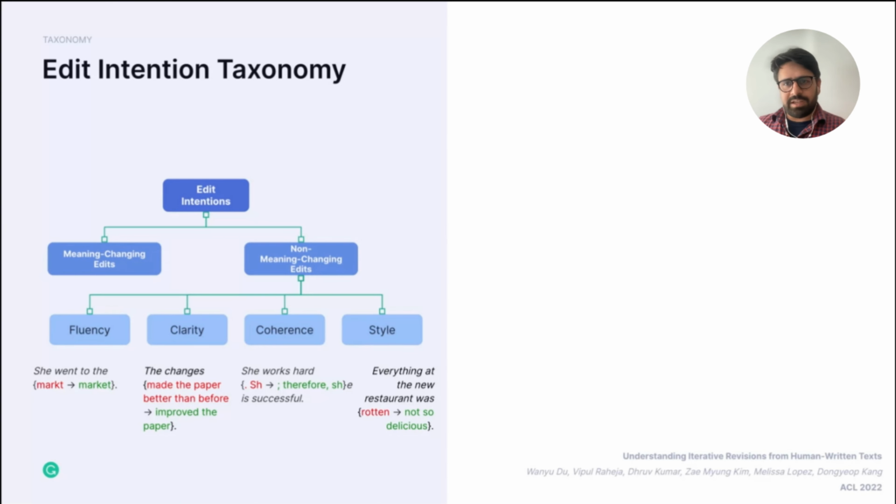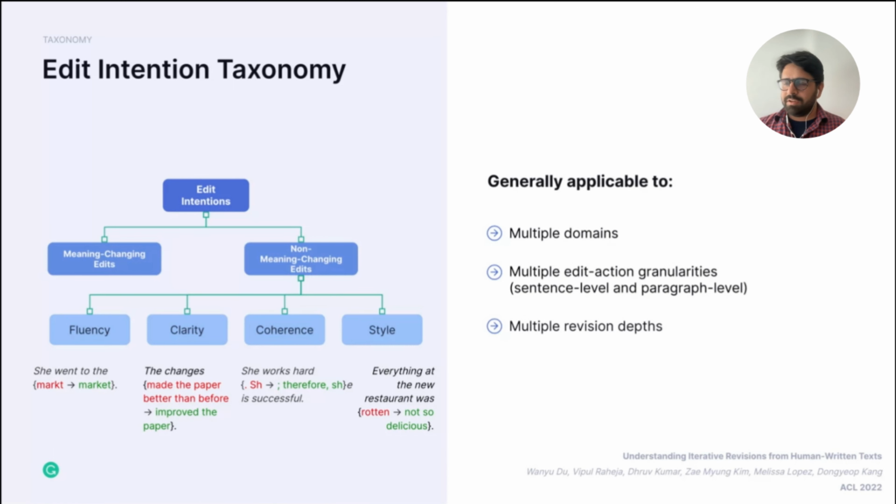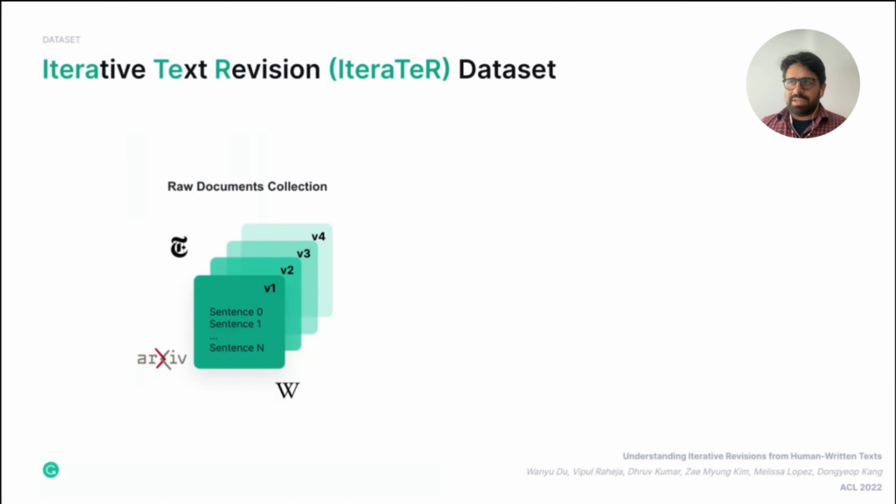More specifically, for our taxonomy of text editing, we focused on non-meaning-changing edits. And as you can see over here, there are four different edit intentions that we further identified: edits that improve the fluency, clarity, coherence, and style of text. And you can already see that this taxonomy is generally applicable to multiple domains, multiple granularities, and multiple revision depths. So how did we exactly do this?